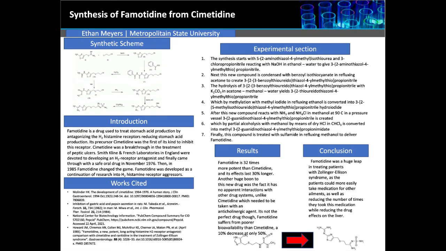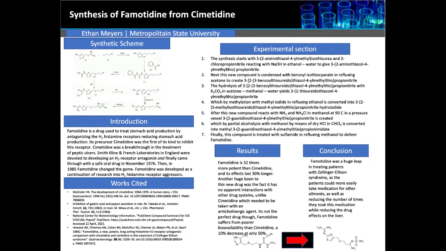Hello everyone. Today I'm going to go over my poster, the synthesis of famotidine from cimetidine. Famotidine is a drug used to treat stomach acid production by antagonizing the H2 histamine receptors, reducing stomach acid production. Its precursor, cimetidine, was the first of its kind to inhibit this receptor. Cimetidine was a breakthrough at the time in treatment of peptic ulcers.